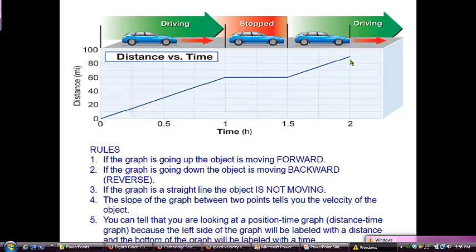Now remember, guys, we said if an object was going back towards the origin, it would have a negative velocity. If you think about it here, that makes sense, because if we had a line here that went down, our slope would be negative. And so that would mean you had negative velocity and that the car is going back towards the origin. That's how you read a distance time graph.